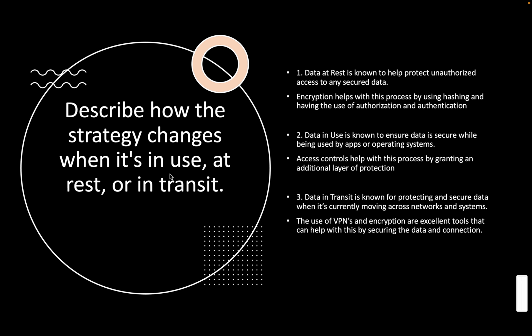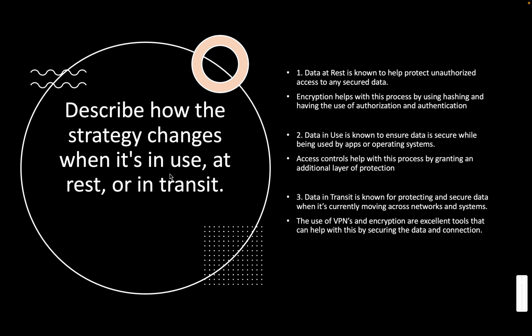The second thing is data in use, which is known to ensure that data, as well as being secured by apps, can also be secured by operating systems as well. So, as I've mentioned earlier, it's best to have access controls with this process, because being able to know which apps can only be operated by certain administrators, it's best to know that you have these layers of protection.